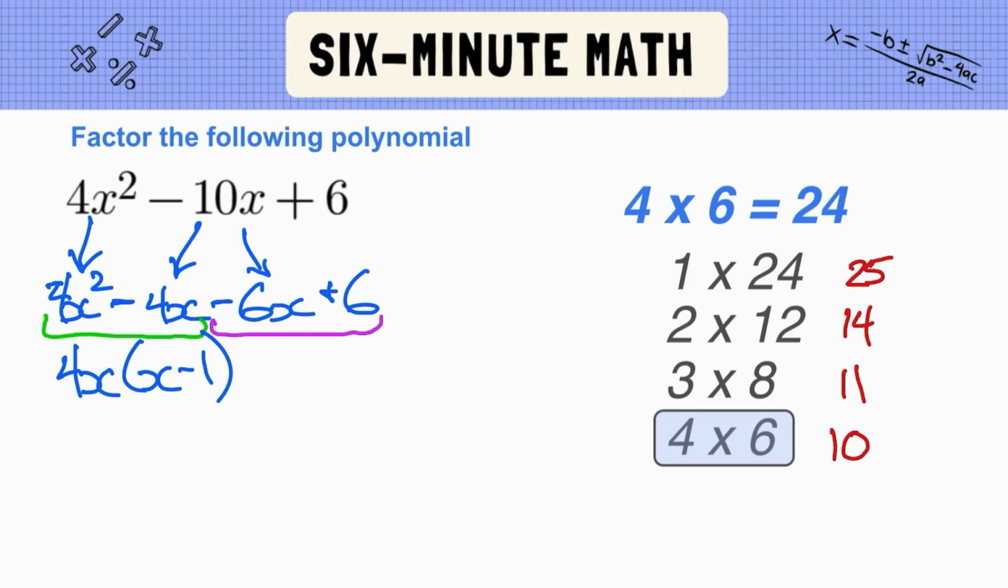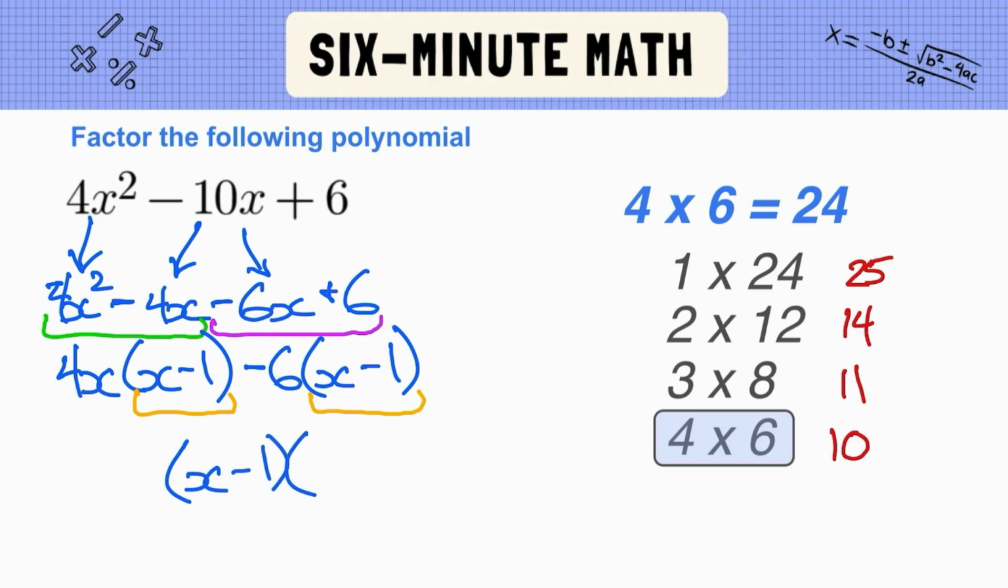And what can I take out of negative 6x plus 6? Sorry, I can take out a negative 6, leaving me with x minus 1. I have a common binomial here in x minus 1. That becomes my first term, and I have 4x minus 6 as that second term.